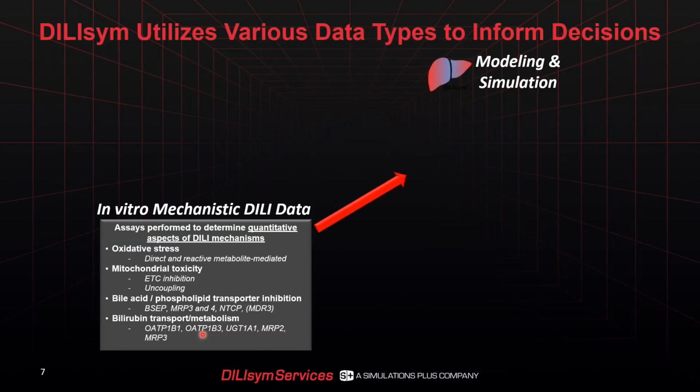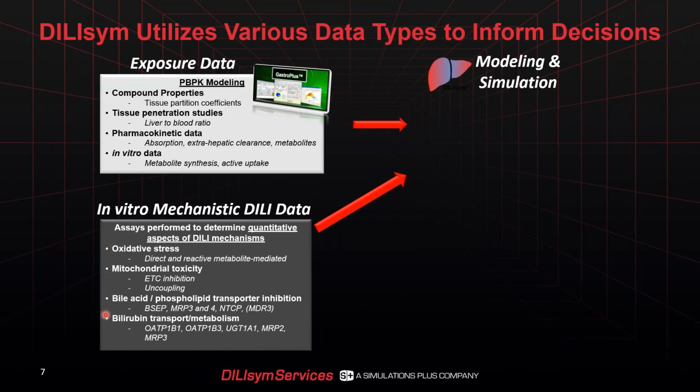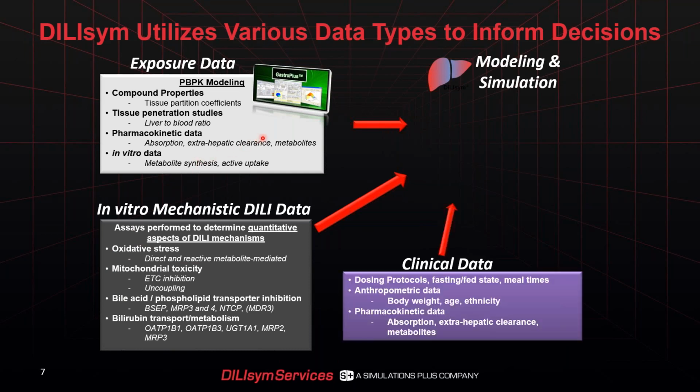Now, the use case typically involves measurement of in vitro data to hit the main mechanisms that are included in the software, then the prediction of exposure in the liver via PBPK modeling with GastroPlus, and next, a layout of exactly what dosing protocols need to be run and the status of those patients in terms of being fasted and fed and the types of patients you want to simulate.